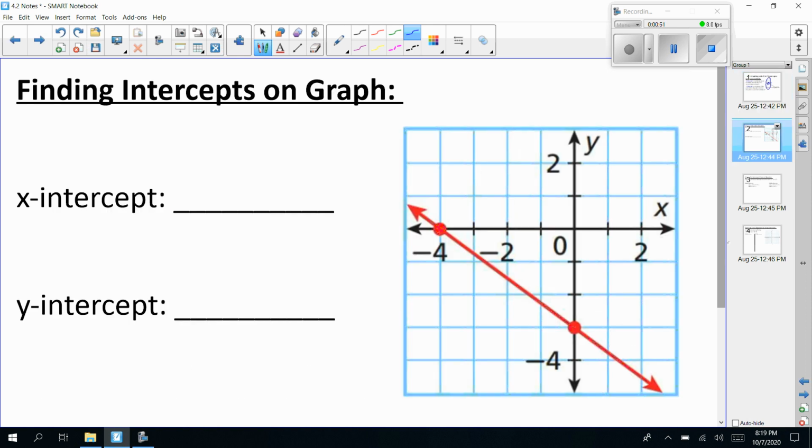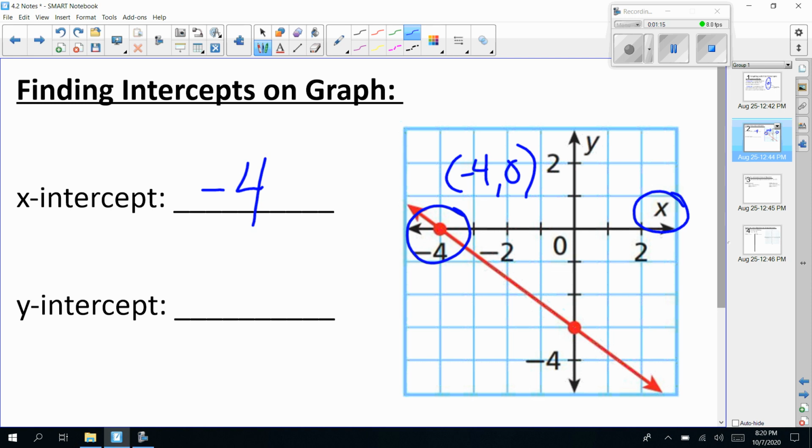Doing some practice. We need to look at the graph to find the intercepts on the graph. The x-intercept, we look for the x-axis, and then we look for where our line crosses it. It crosses at the point -4, 0. So our x-intercept is -4.